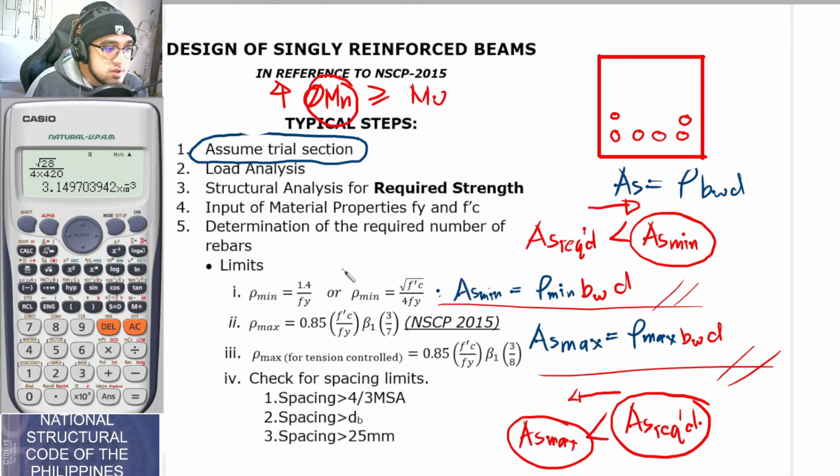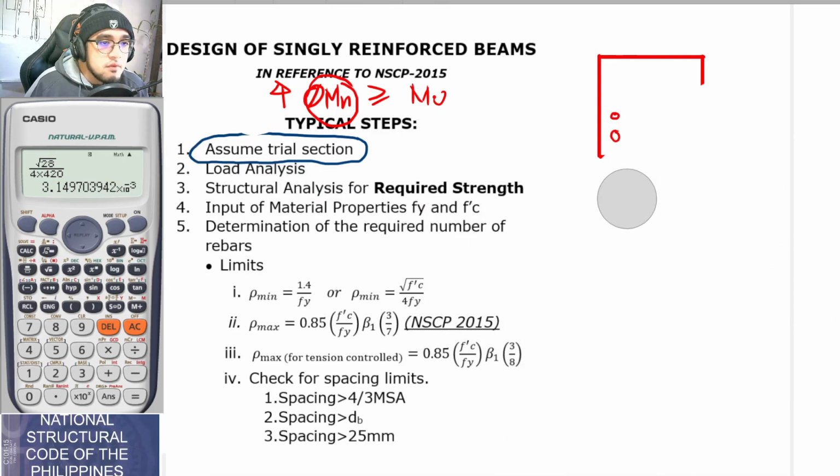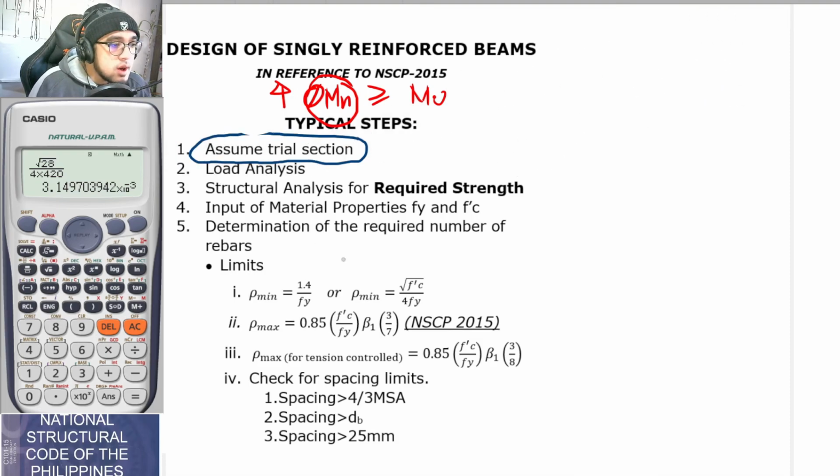Okay, so that is for the rho minimum and the rho maximum. We will be having an example later for you to understand it better. But we are not done yet here, guys. Once you have already determined the required number of rebars and you have satisfied all of these limits, you must also check for the spacing.